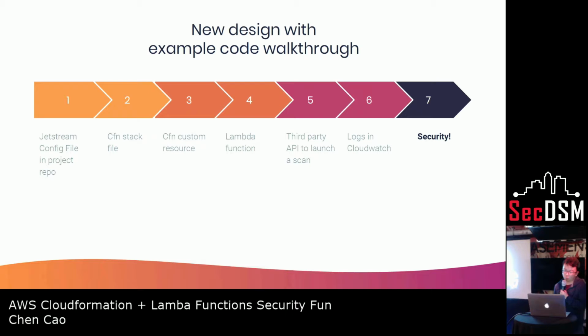So let's walk through the new design with some example code. First, you start from a Jetstream config file in the project repo, and CloudFormation and Jetstream will generate a CloudFormation stack file for you automatically. And then in that CloudFormation stack file, you have the custom resource, which would point to the Lambda function. The Lambda function would call the third-party API to launch a scan, and logs would be stored in CloudWatch.